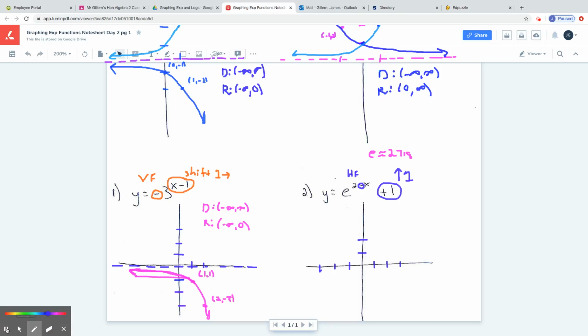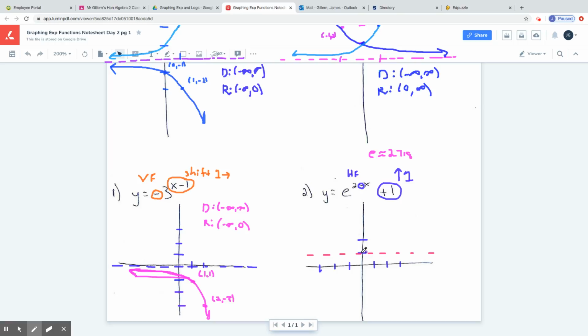I'm going to sneeze. So our horizontal asymptote is going to be at y equals 1. All right. So we have two things, like I said: a horizontal flip, and a shift up 1. Our basic shape of y equals e to the x is just like 2 to the x, but instead it's at 0, 1 first, and instead of being at 1, 2, it's at 1, e.